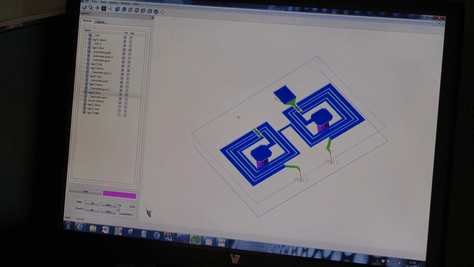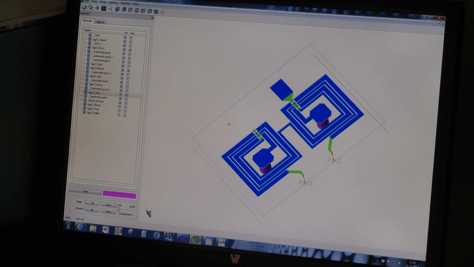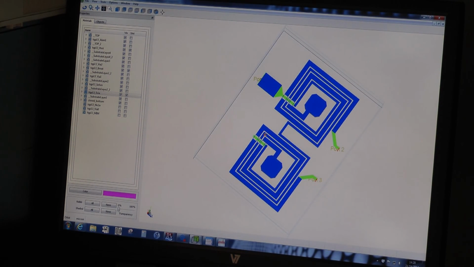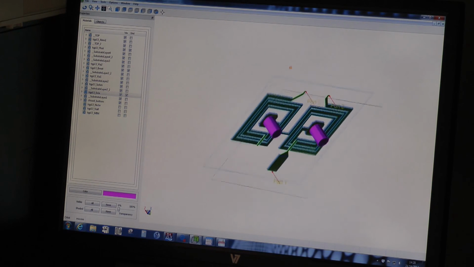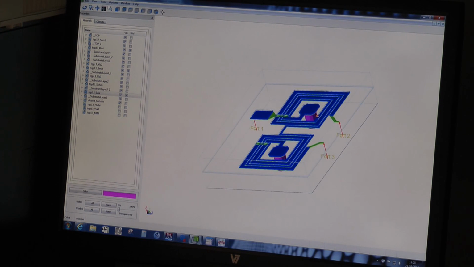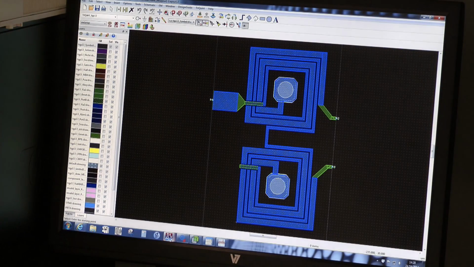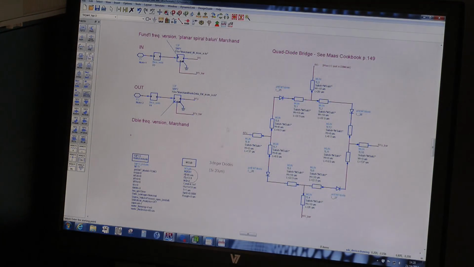Okay, here we have a full 3D view of the balun. So you can actually see the air bridges of the spirals, the underpass, the ports themselves, and the through gallium arsenide substrate vias. Okay, back to our schematic.